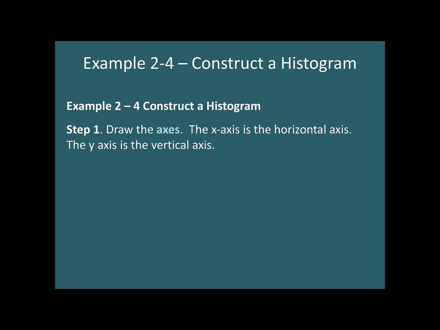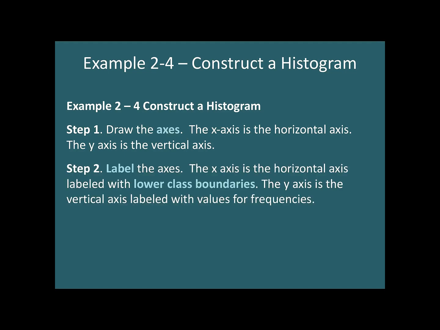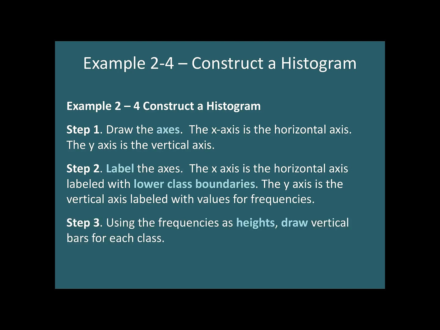Let us begin by constructing a histogram. Here are the steps. First, we will draw the axes. The x-axis will be the horizontal axis. The y-axis is the vertical axis. Step 2, we shall label the axes. The x-axis is the horizontal axis labeled with lower class boundaries. The y-axis is the vertical axis labeled with values for the frequencies. In step 3, using the frequencies as heights, we will draw vertical bars for each class. So let us begin.